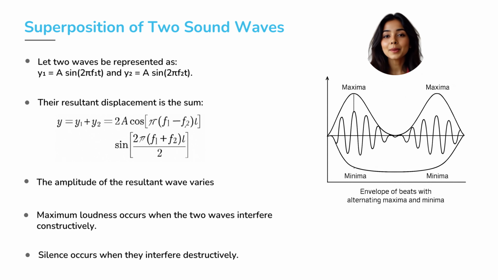The sine term represents the rapid oscillations, the actual note we hear. The cosine term controls the variation in loudness. It acts as an envelope, making the sound grow louder and softer periodically. This periodic rise and fall in intensity produces the characteristic pattern of beats.